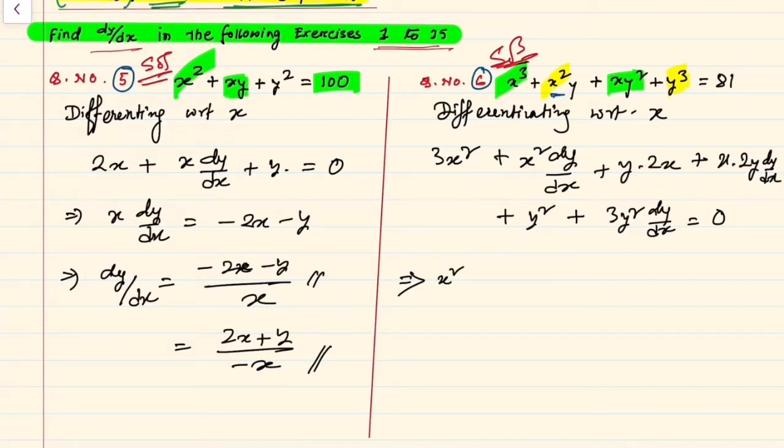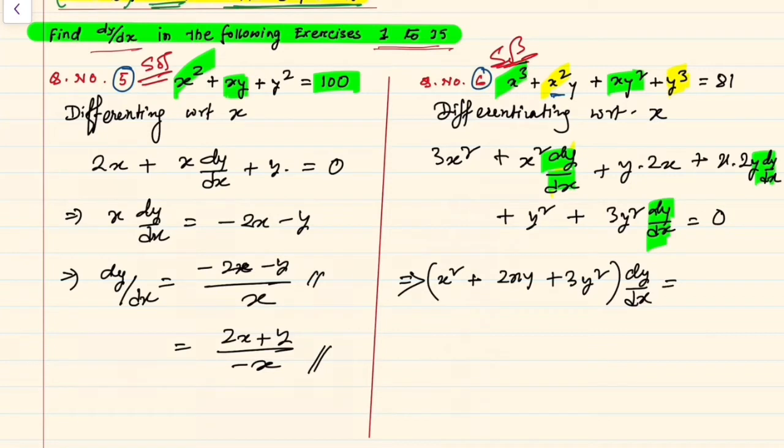So if you take common dy by dx from those terms here, you can see this is dy by dx, dy by dx, and here if you take these terms common, then what we will get here is x square, then twice xy plus thrice y square, times dy by dx.